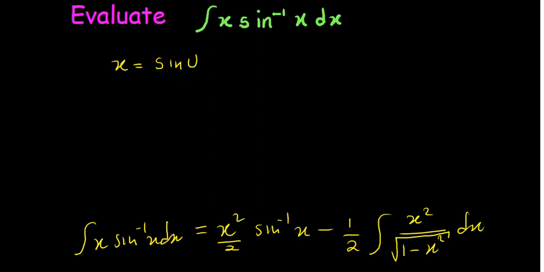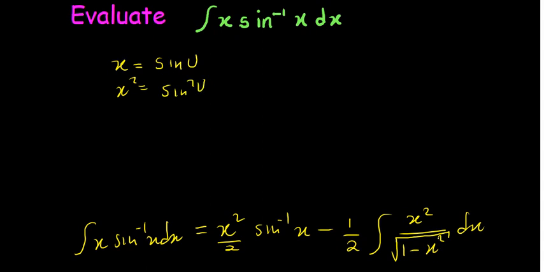Okay. And so from here, then we are going to go on and replace where there is x squared. That means if x is sine of u, that means x squared is going to be equal to what? Sine squared of u. I've just squared both sides.